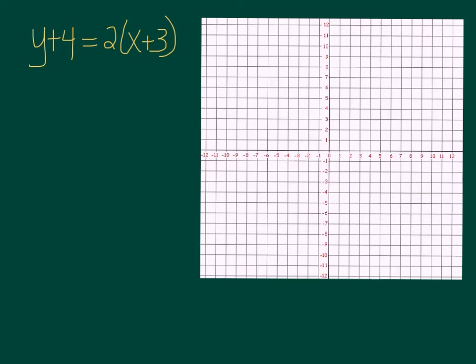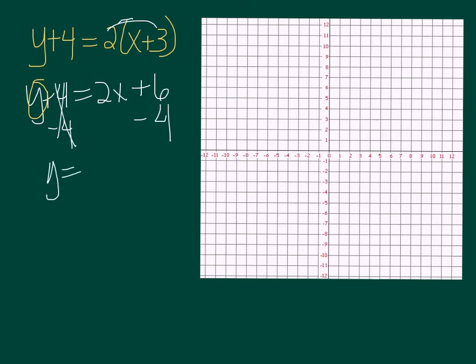Alright, next one, solve for y. Now this one has parentheses. Just like in the past, you have to get rid of the parentheses. So I'm going to go ahead and distribute. So we get y plus 4 equals 2x plus 6. Now again, I'm solving for y, so I got to get rid of the 4, which means I have to subtract 4. And over here, I'm going to put the 4 under the 6 because that's what I can combine. So those cancel, and I end up with y equals 2x plus 2.